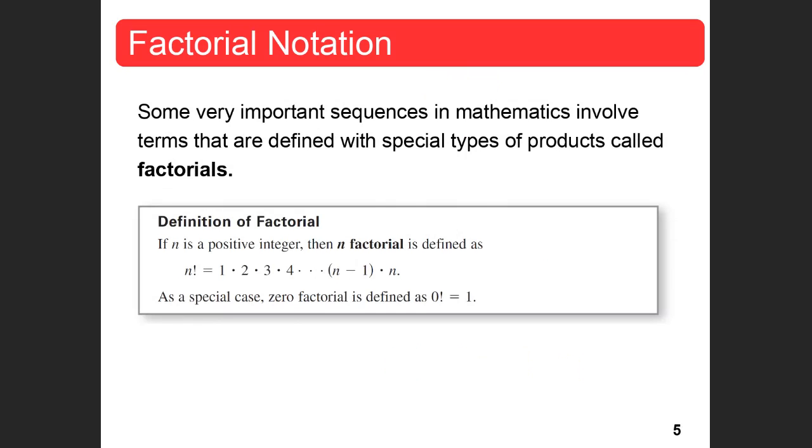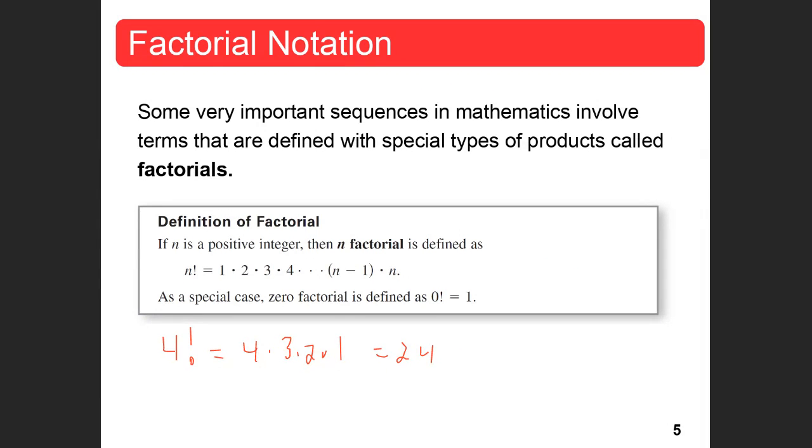Then we also talk about factorial notation. Factorial, like for example, if I said, what is 4 factorial? You would say, oh, that's 4 times 3 times 2 times 1, which is 12, 24, so that would equal 24. So 4 factorial is 24.